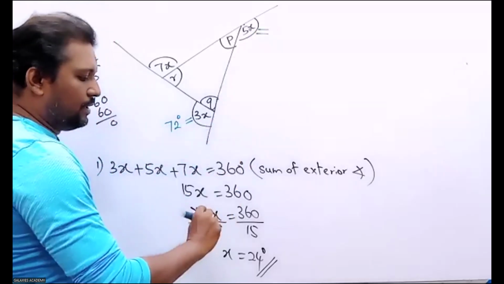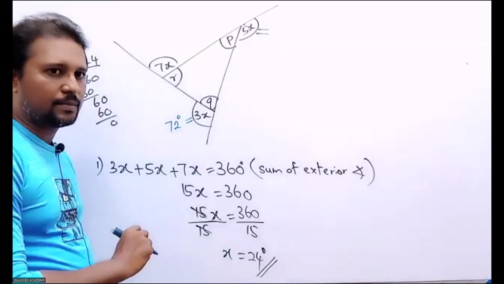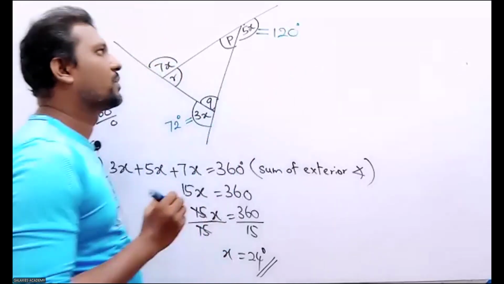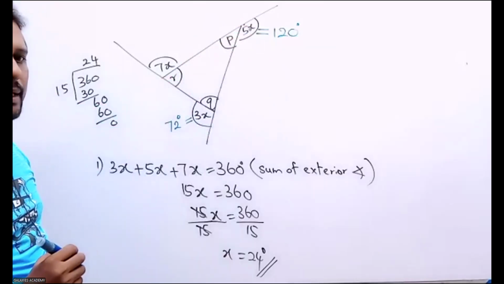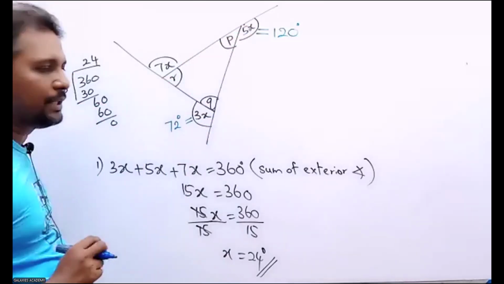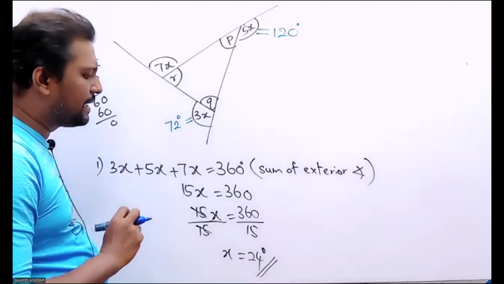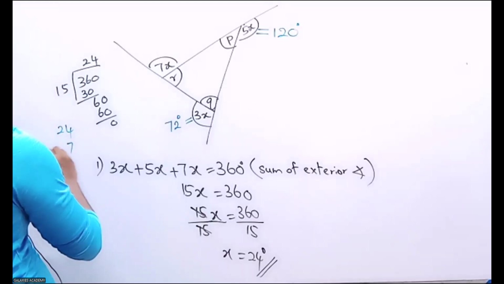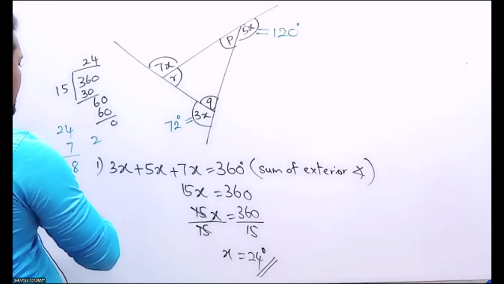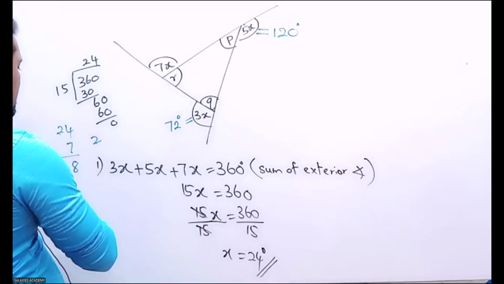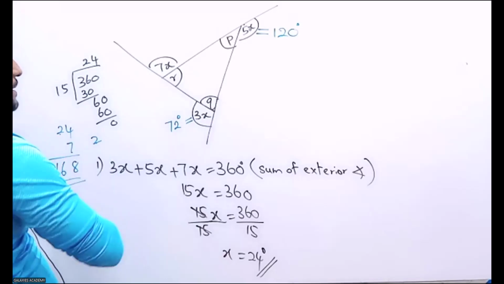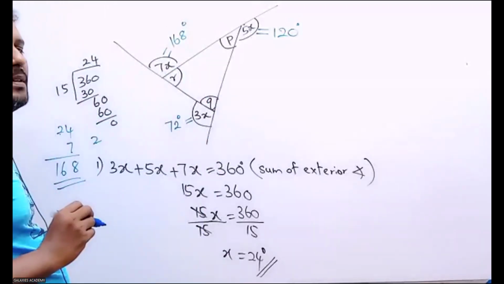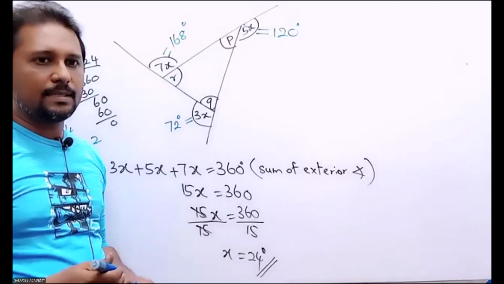5x, 5 multiply 24. 120. So this angle should be 120, this angle should be 72. This angle is 7x. That means 7 multiply 24. What is the value? 24 multiply 7. 28, remaining 2, 14, 16. 168. This angle should be 168.